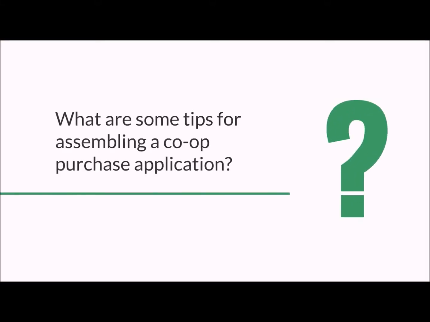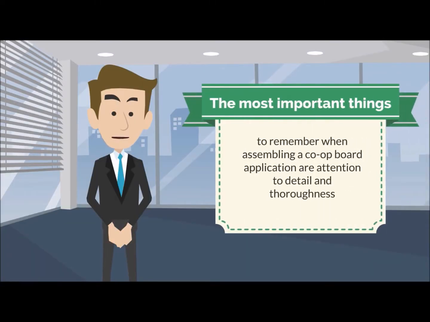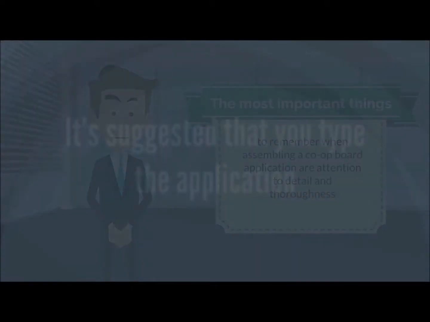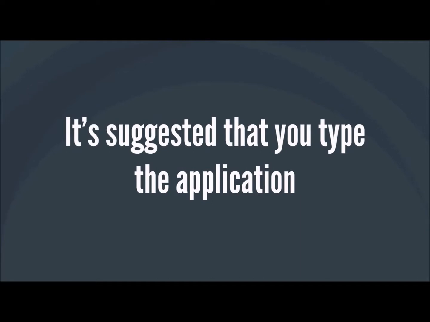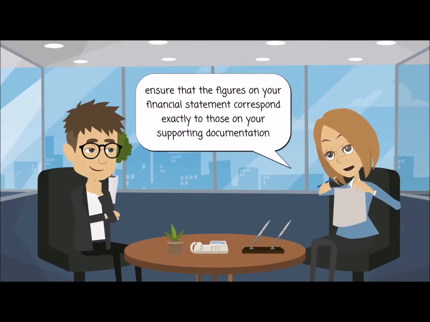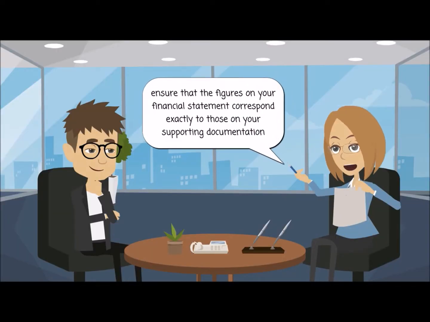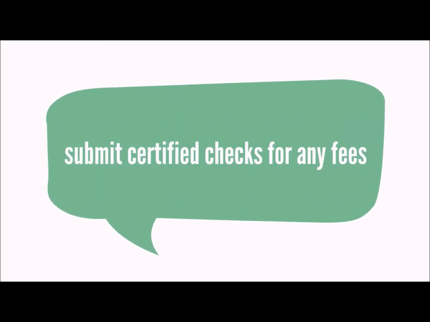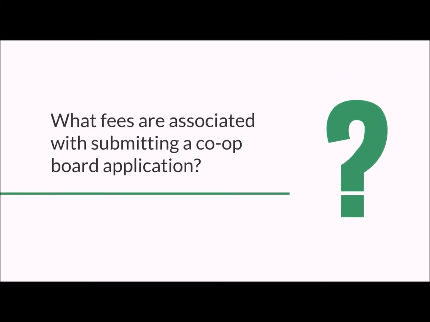What are some tips for assembling a co-op purchase application? The most important things to remember when assembling a co-op board application are attention to detail and thoroughness. It's suggested that you type the application. Ensure that the figures on the financial statement correspond exactly to those of the supporting documentation, and submit certified checks for any fees.